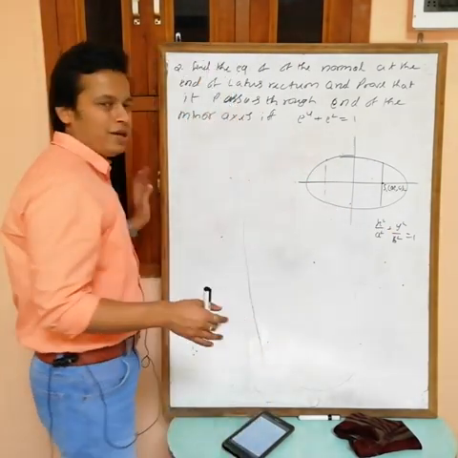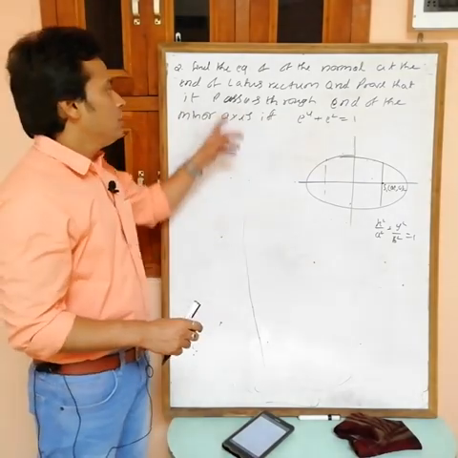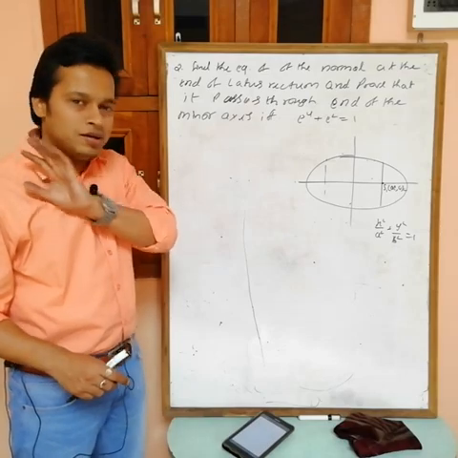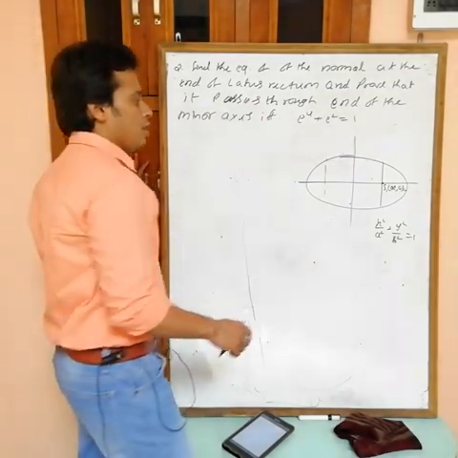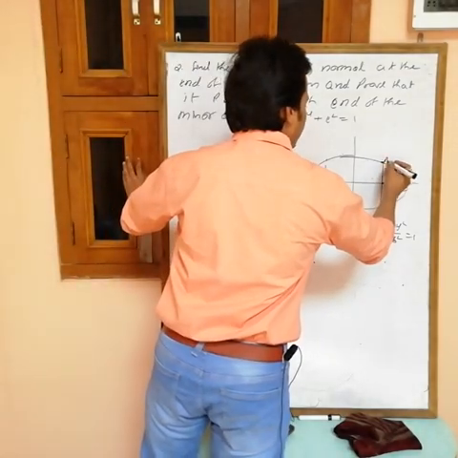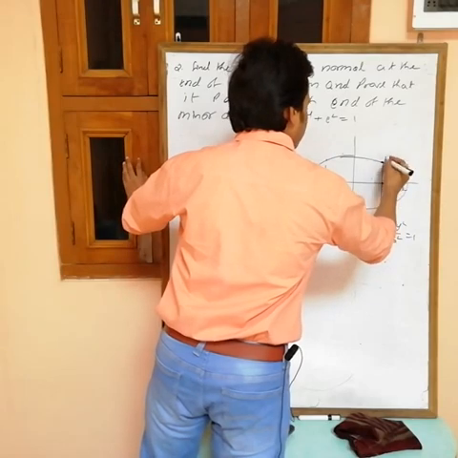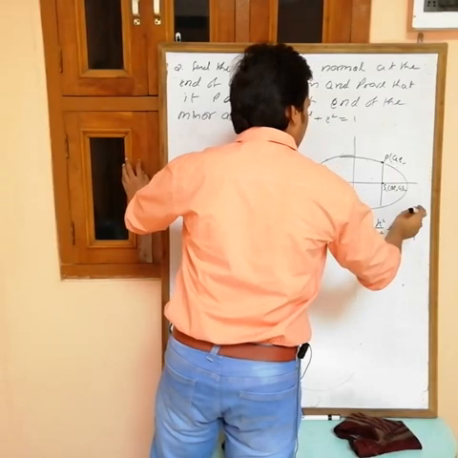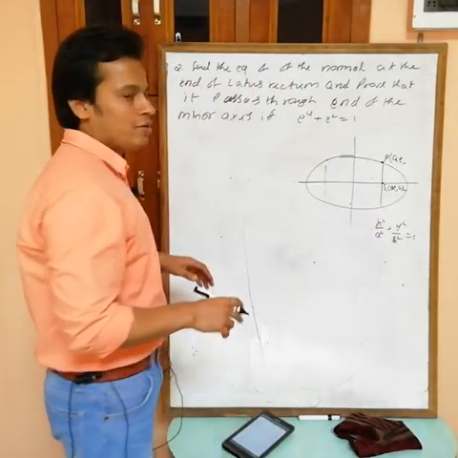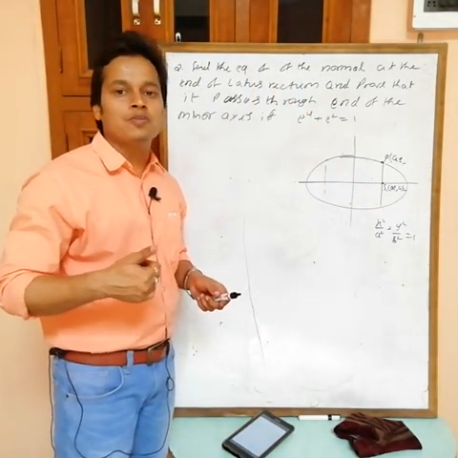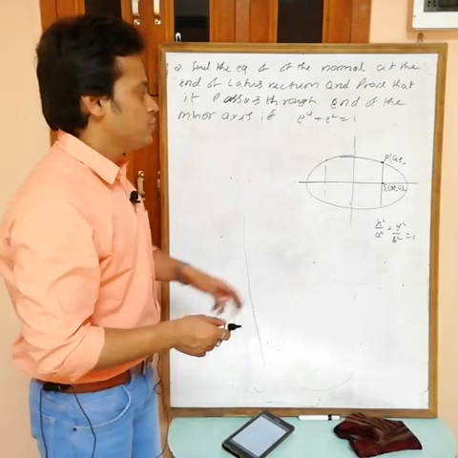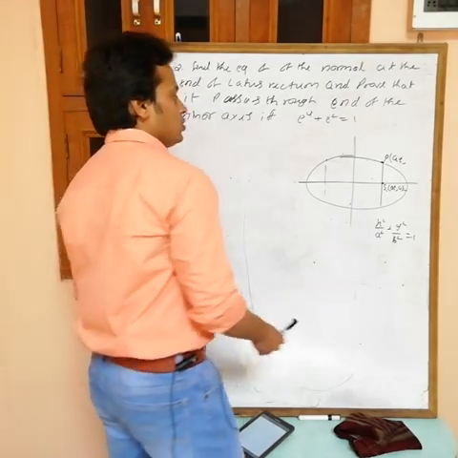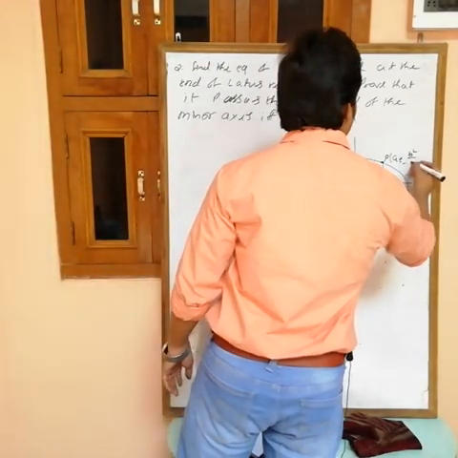I am taking only one; you can choose any one end, it doesn't matter. So I am taking this one. The coordinate of this end, suppose this is point P, the x coordinate is ae. If you put ae in the equation, then we get the y coordinate plus minus b square by a, plus b square by a for this one, minus b square by a for the other. So P is ae comma b square by a.